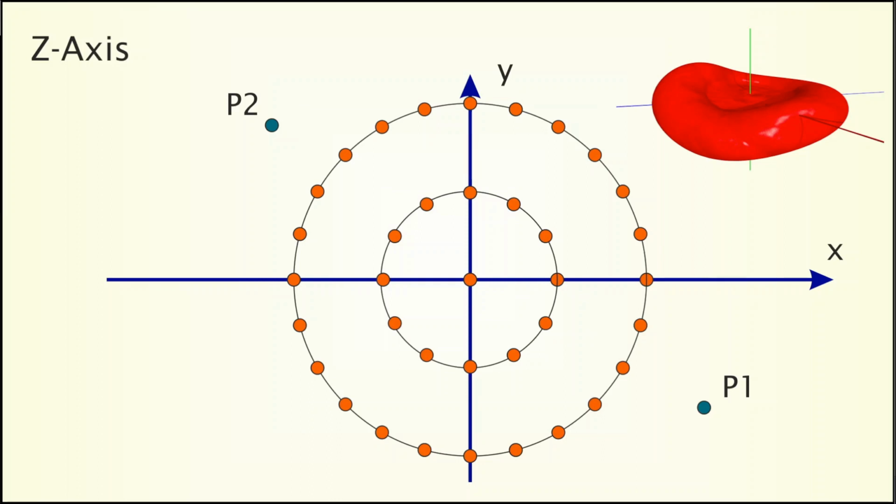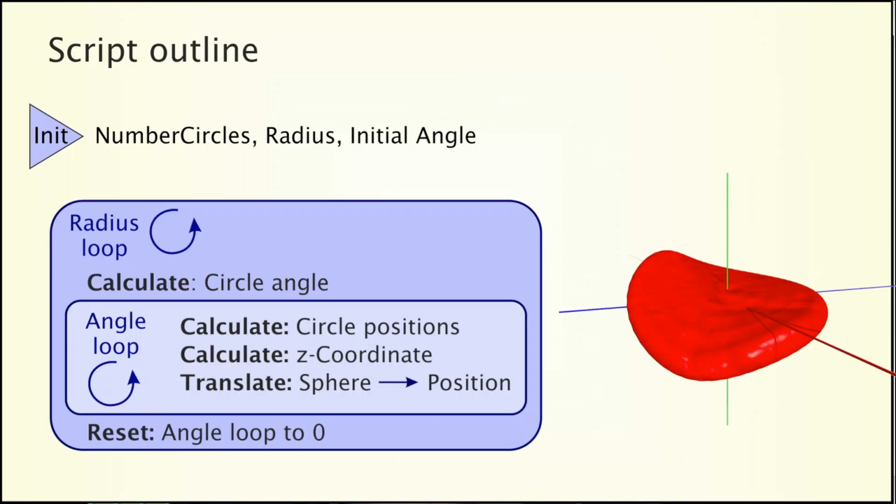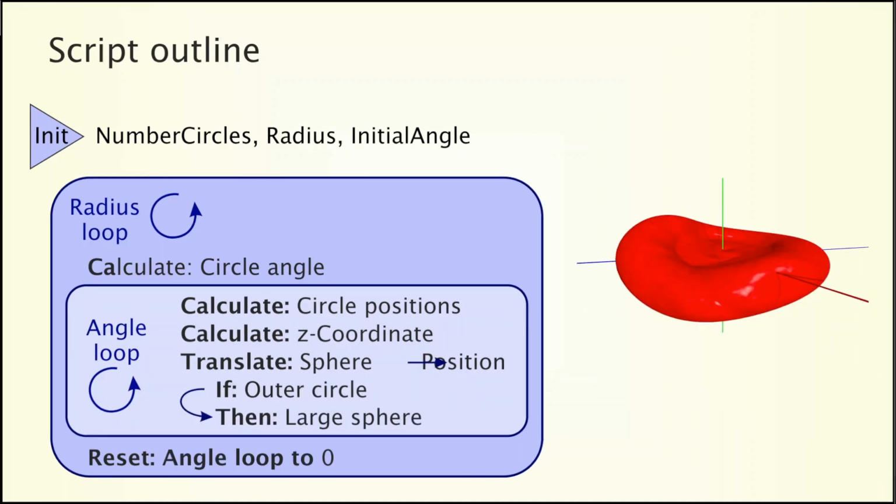In our script outline, we have to add this calculation of z coordinates to the angle loop, since it has to be done for each element separately. One final thing we have to add to our script outline is an if statement. We want the rim of the erythrocyte to be somewhat thicker than the rest, so we have to increase the radius of the spheres from the outer circle by a certain amount.